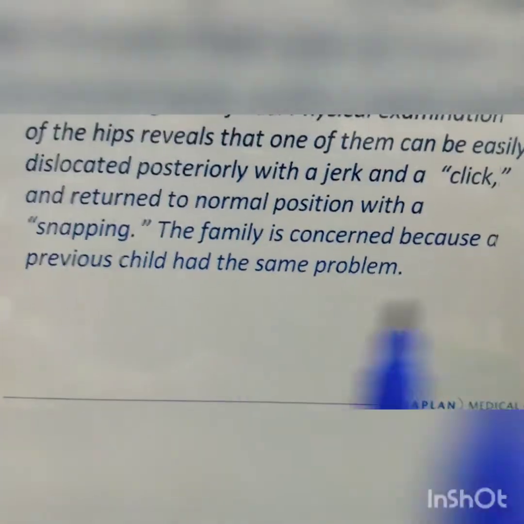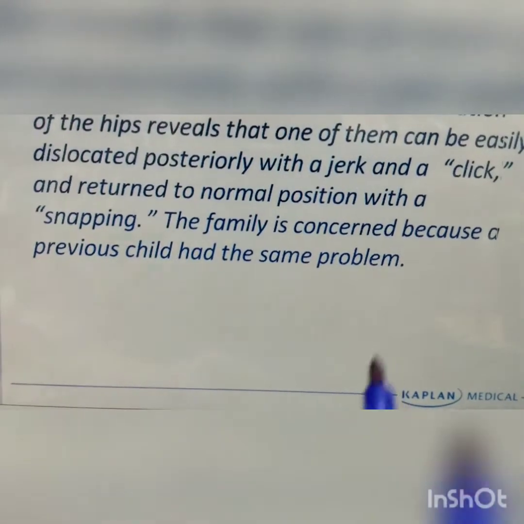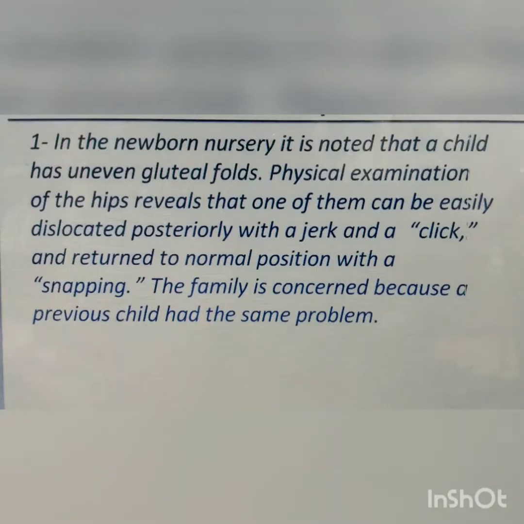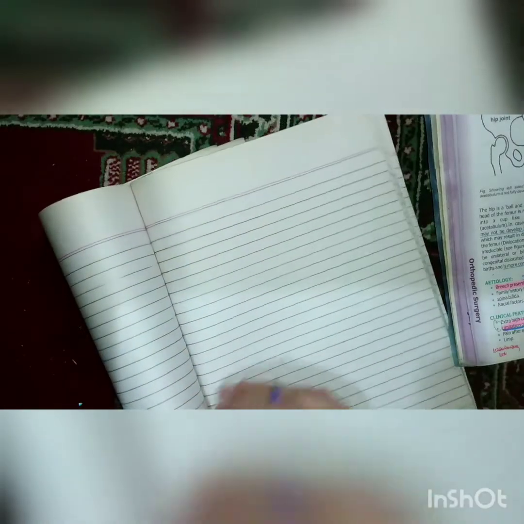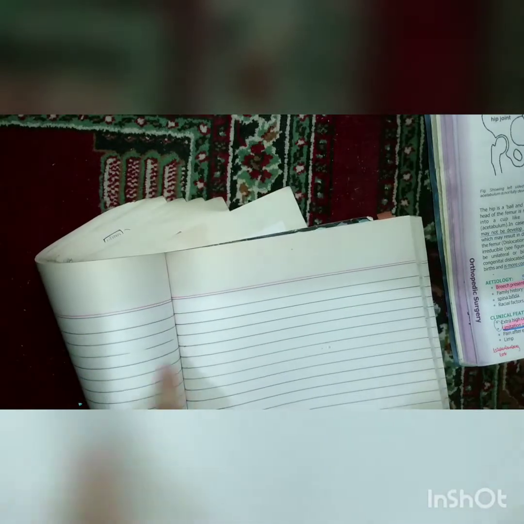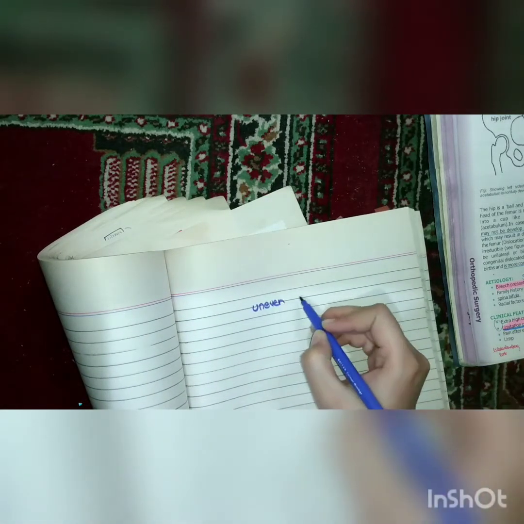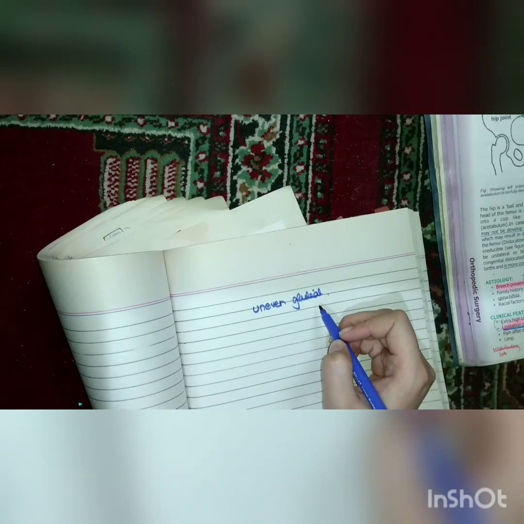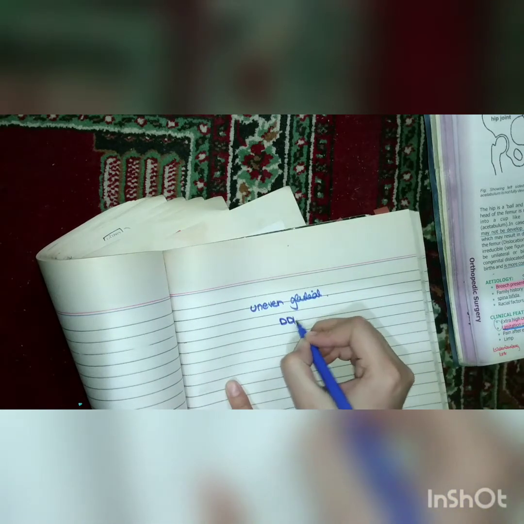And the family is concerned because the previous child has the same problem. This disease actually runs in families. So these are all the points. Now let's just discuss this case. As we just saw, there was a newborn and the newborn had uneven gluteal folds. This is a typical scenario of developmental dysplasia of the hip. This is also known as congenital dysplasia of the hip, and we abbreviate it as DDH.